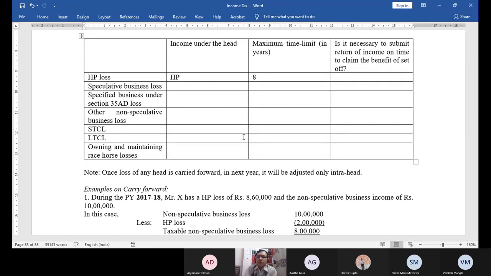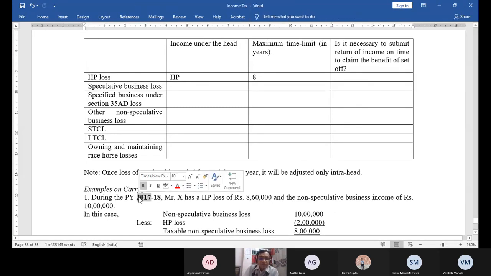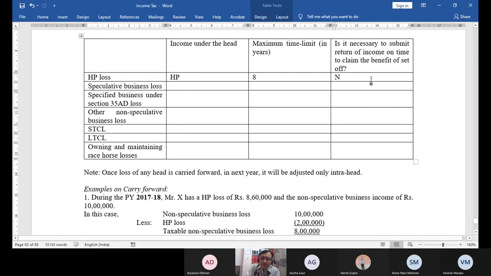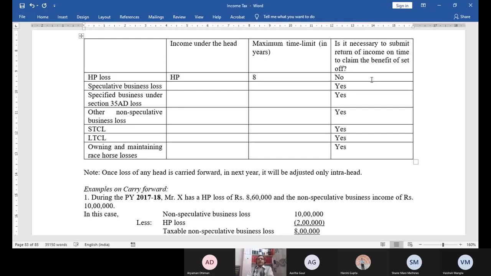So have you understood how you will calculate these 8 years, and whether it is necessary to submit the return? Now if the loss is in the previous year 17-18, what is the due date of filing the return of income of 17-18 for an individual? 31st July 18? The answer is no. Even if I do not file the return of income on time, I can still adjust this loss. Otherwise, in all other cases, if I want to claim the benefit of adjustment, I should file my return of income on time.